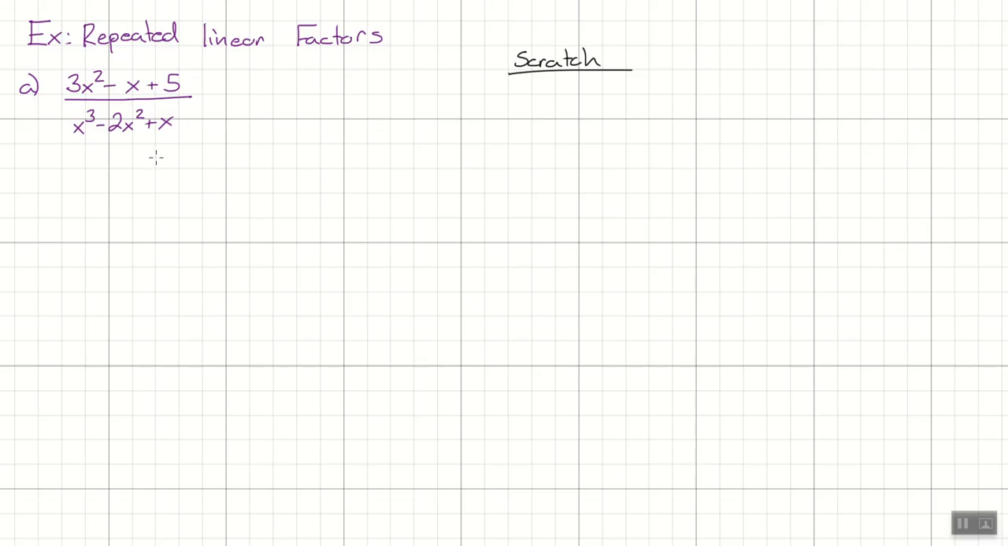Louder and prouder. GCF. Is there anything that you guys can see that goes into x cubed, into x squared, and x? X. I'm going to factor out the GCF right off the bat initially. It's an x. What does it leave behind? X squared minus 2x plus 1. Okay, here is a prime factor. I cannot simplify that one anymore.